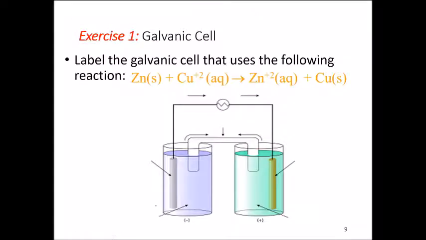So now what we're going to do here is practice. You can take a moment, pause the video, and label the galvanic cell that uses the following reaction. You'll want to figure out what's being oxidized and what's being reduced, so then you can label correctly. They drew in the arrows for you too, so you know which way the electrons are flowing, and so forth.